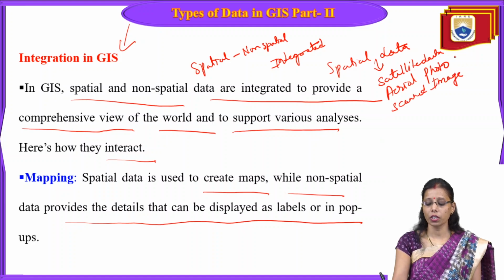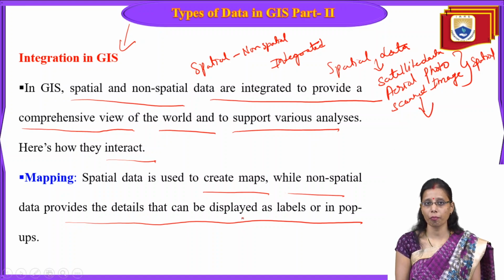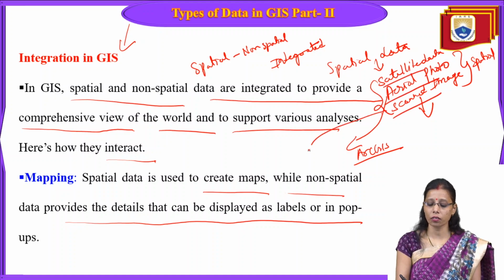So all this information we have is in the form of spatial data. Now, if I want to create this spatial information in the form of a map, I will take this image and feed this information to our GIS or any GIS software. The satellite data, aerial photo and scanned map, all three are spatial and are also known as raster.